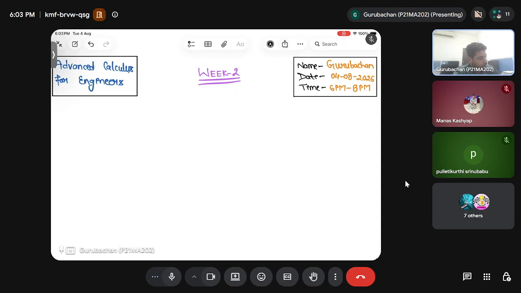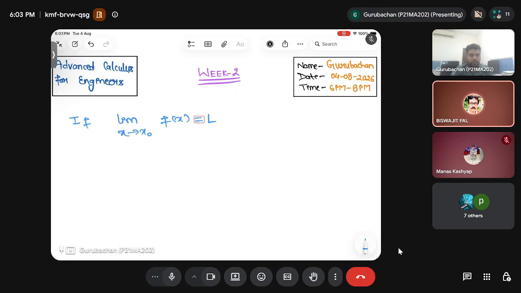If we say that limit x tends to x naught, f(x) is L, what is that meaning? Can anybody tell me? Sir, as x belongs to the delta neighborhood, the function f(x) belongs to the epsilon neighborhood, where delta is connected by epsilon. Good. So formally, let me write it.